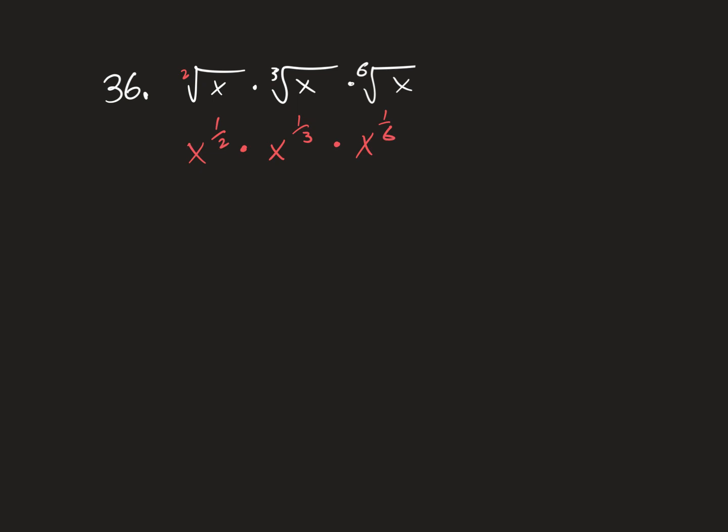Now, what happens when I multiply these three? The exponents get added together: 1/2 plus 1/3 plus 1/6. So when we add these together, you actually get that this comes out to x to the first power in total, or just x.